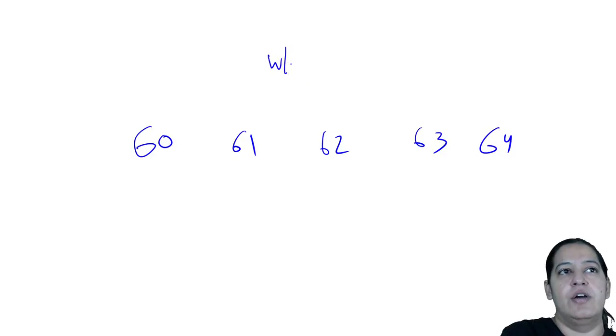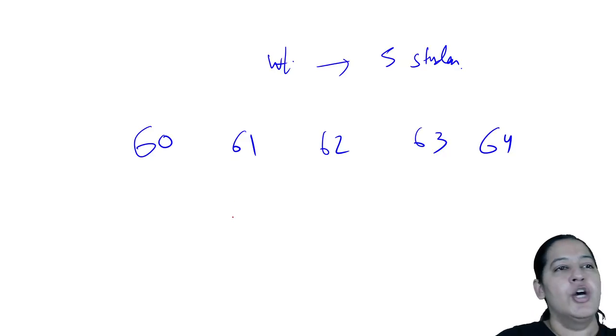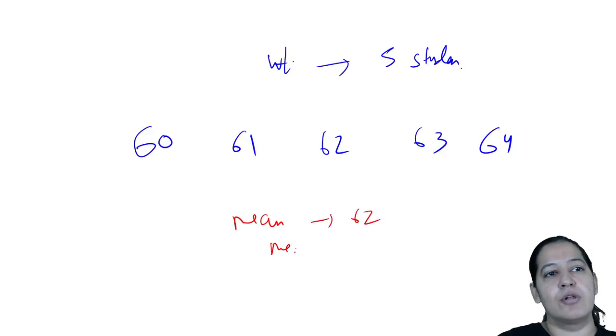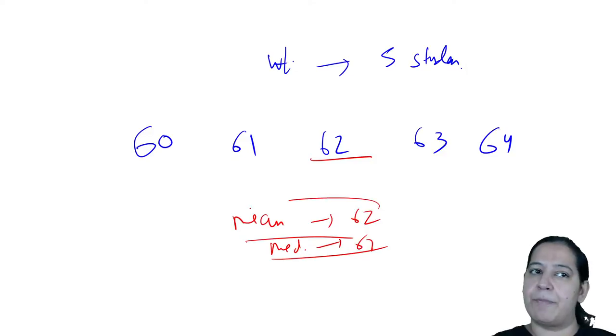This is the weight of five students in my class. As I have told you, if you calculate the mean, you will find that the mean is 62 kg. Mean is 62, median is also 62. 62 is the middlemost value, na? So the central tendency is approximately 62.